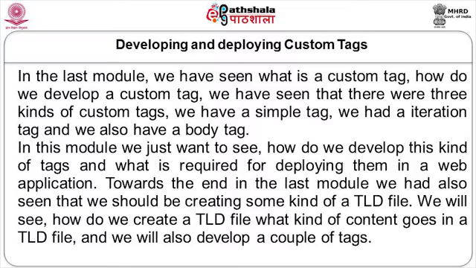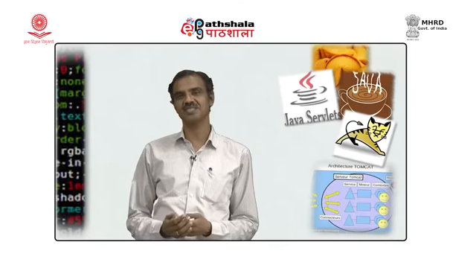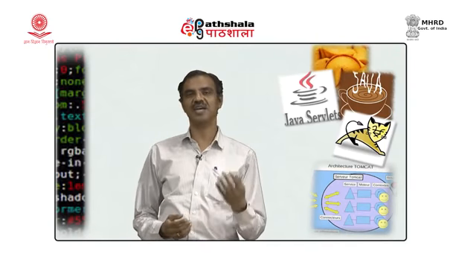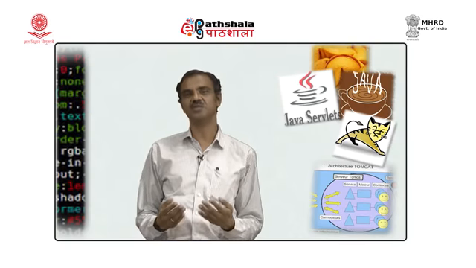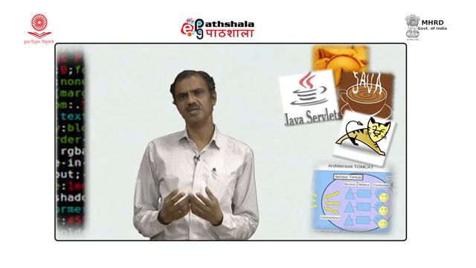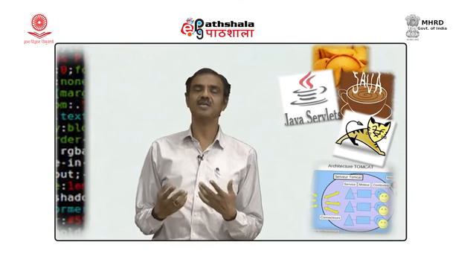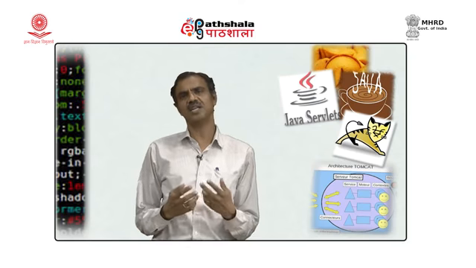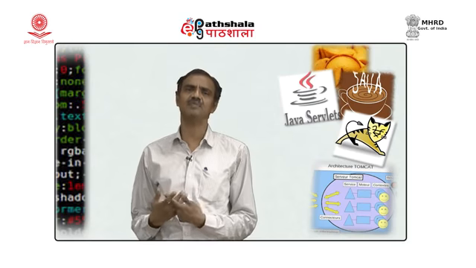In the last module, we had seen what a custom tag is and how we develop a custom tag. We had seen that there were three kinds of custom tags. We had a simple tag, an iteration tag, and a body tag. Now in this module, we will see how we develop these kinds of tags and what is required for deploying them in a web application.